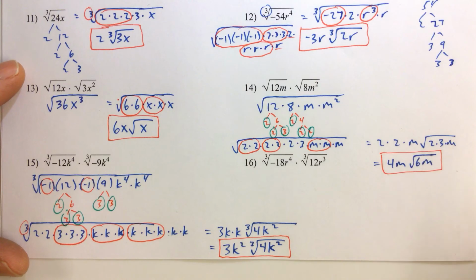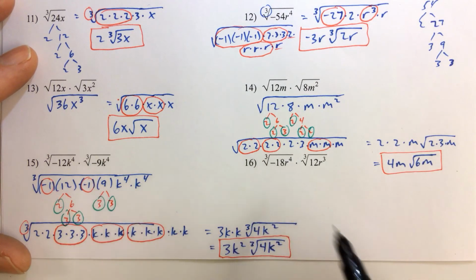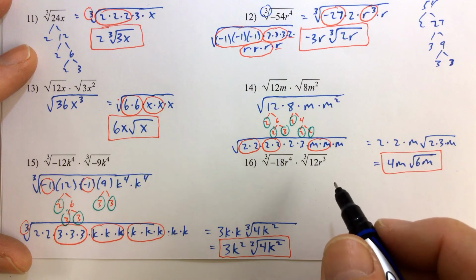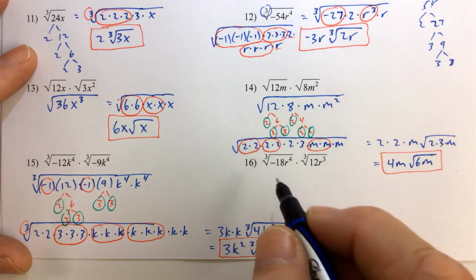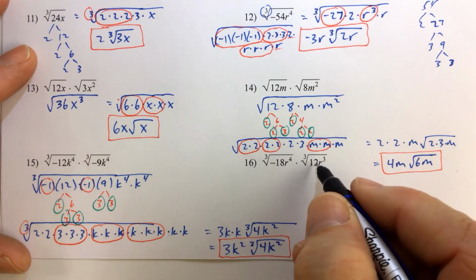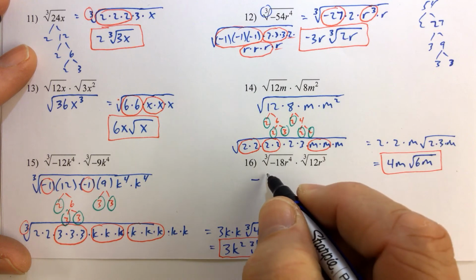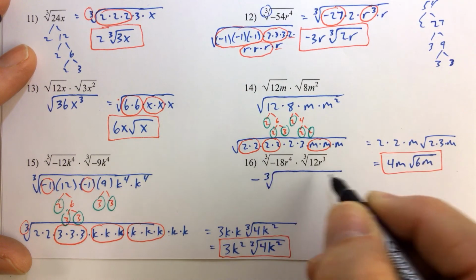And again, number 16, hopefully you've tried that one on your own, or maybe now you're going to try it on your own, so go ahead and pause the video. I'm going to show you more of a concise way. How would I do this problem? We have a negative times a positive, so I'm going to bring out a negative already, and then I'm going to combine everything under the cube root.